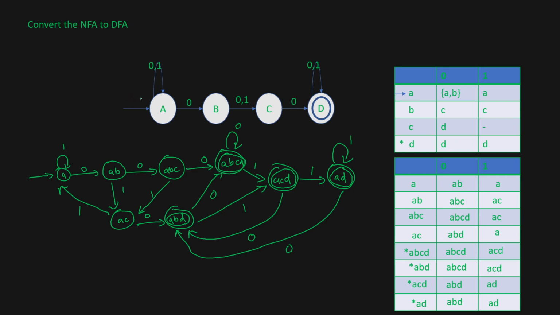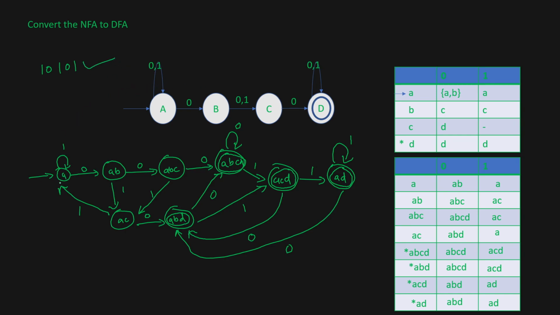Now we'll check if a string that is accepted in the NFA is also accepted in the equivalent DFA. Let's say the string 10101. In state A, you get input 1, you stay in state A, then you get 0, you go to state B, then you get input 1, you go to state C, then you get input 0, you go to state D, and then you get 1, you are in state D. Is it a final state? Yes. So this string is accepted by this NFA.